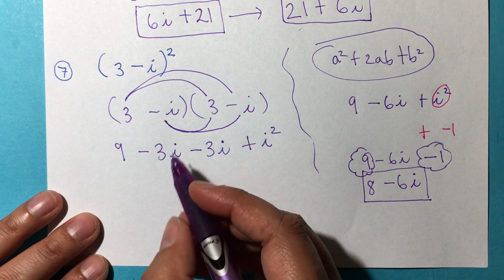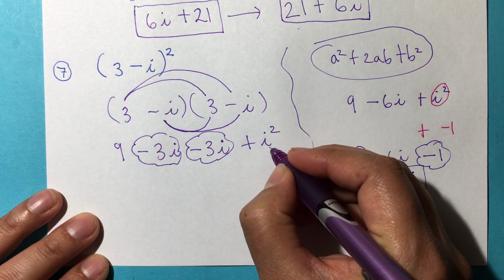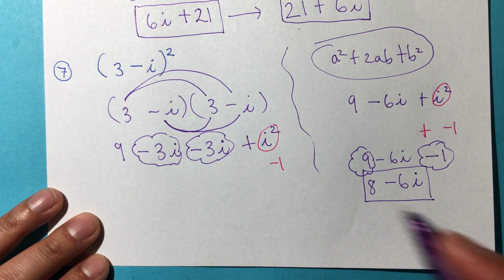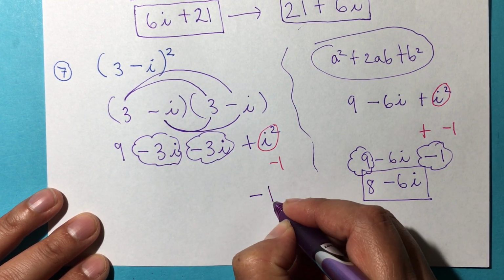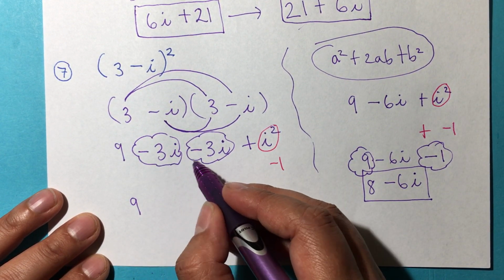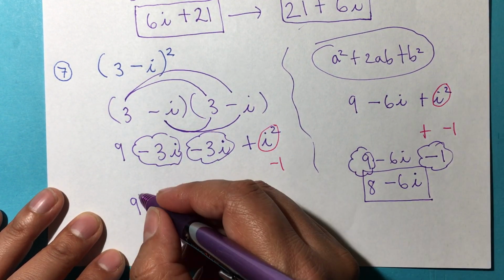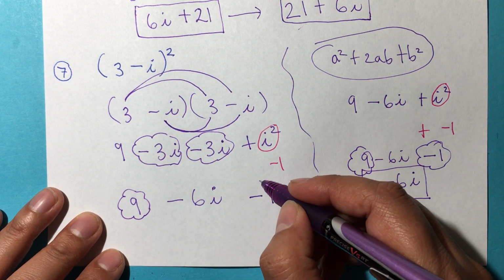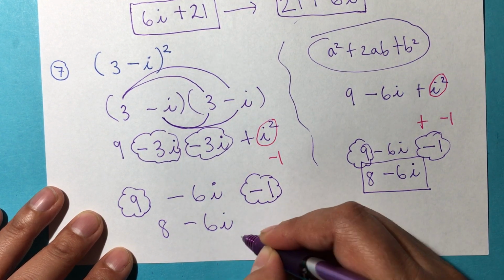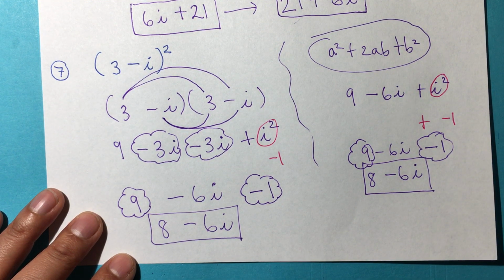Okay, so we combine like terms. And at the same time, we change this. So i squared becomes negative 1. And positive times negative becomes negative 1. Bring down the 9. Negative 3i and negative 3i becomes negative 6i. Now we combine like terms again. Positive 9 and negative 1 becomes 8 minus 6i. And yes, this is shorter, but you do have to remember that formula if you would like to apply.